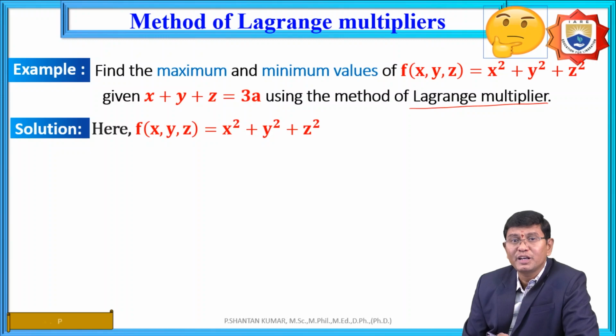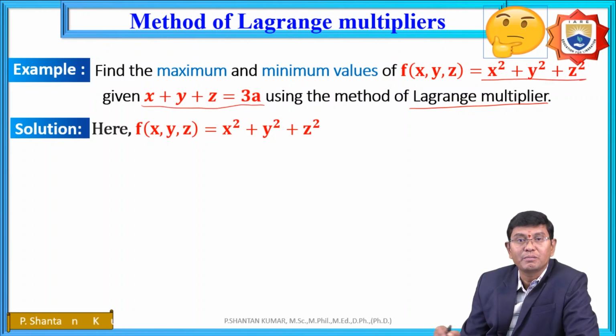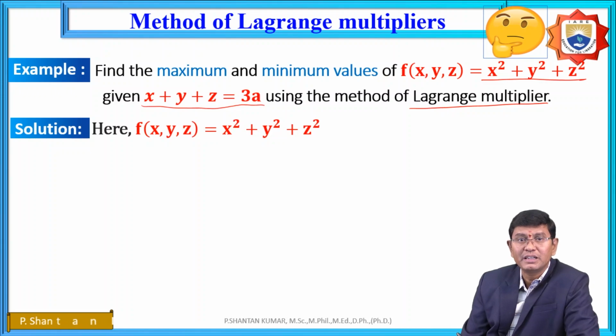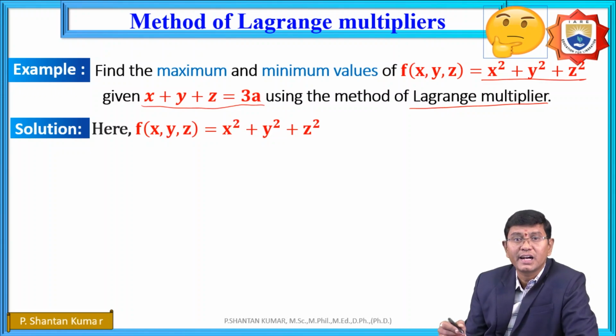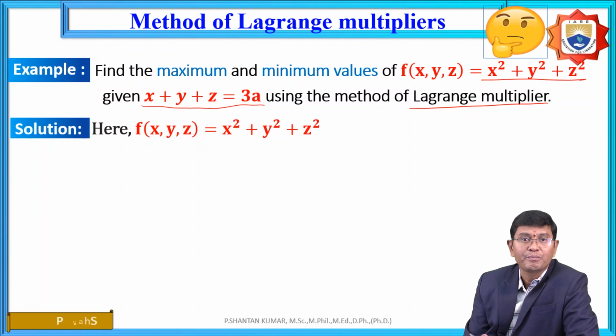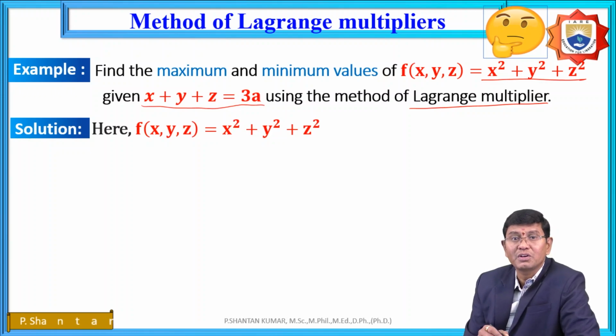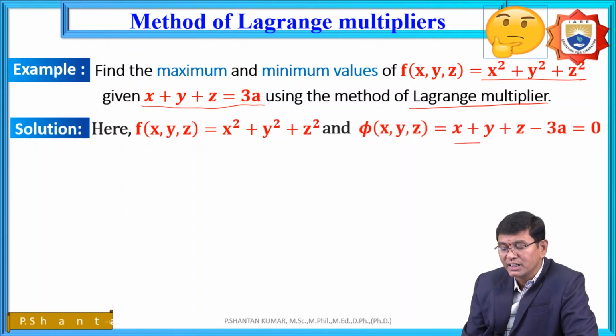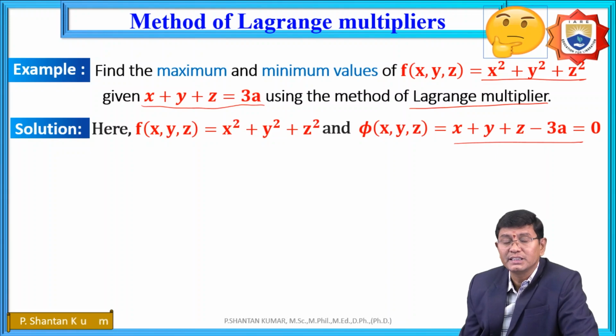And again, there are two functions: one is x square plus y square plus z square, and the other is x plus y plus z equal to 3a. While observing these two conditions, x square plus y square plus z square is the one whose value is not given, so it is assumed to be f. And the function given subject to a condition is phi, the condition. That means we need to assume that phi is x plus y plus z minus 3a, the condition, equal to 0.